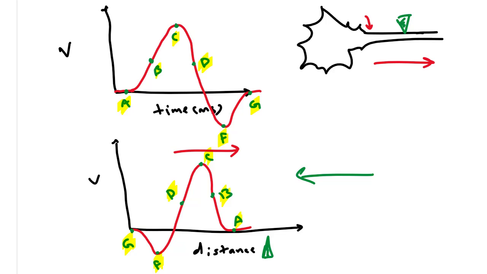Now you can see that the membrane behind is hyperpolarized. So the membrane behind right here is hyperpolarized. So the action potential cannot go backwards because the membrane behind it is hyperpolarized and those voltage-gated sodium channels are in the inactive state, right?